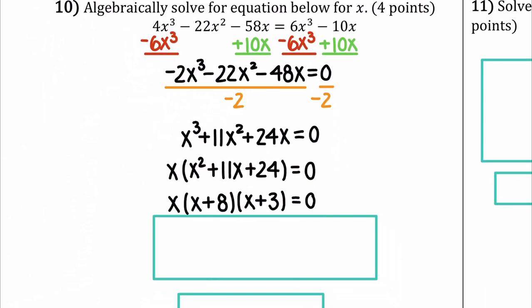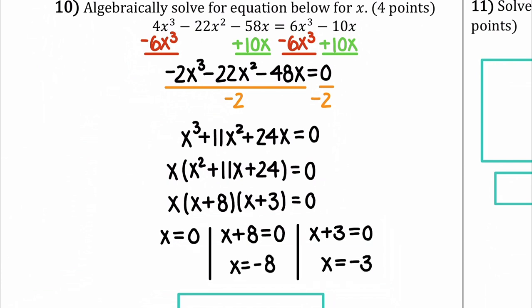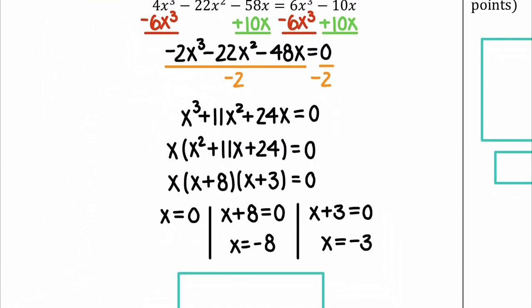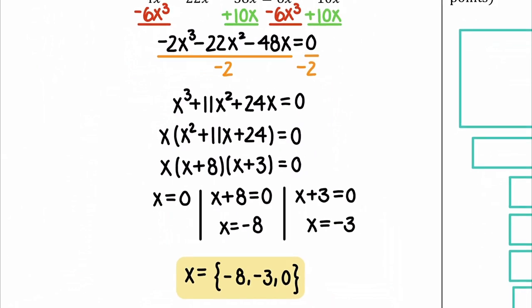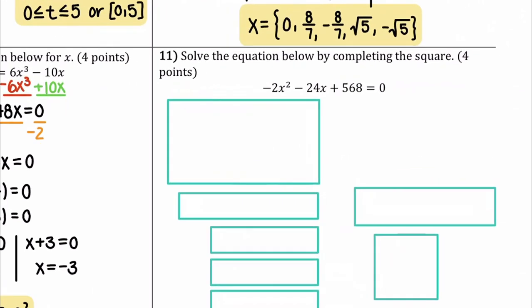8 times 3 is 24. 8 plus 3 is 11. Exactly what we want. And then now we can use the zero product property and set each factor equal to 0, thus giving us our three solutions. x is 0, x is -8, and x is -3. And that's it.